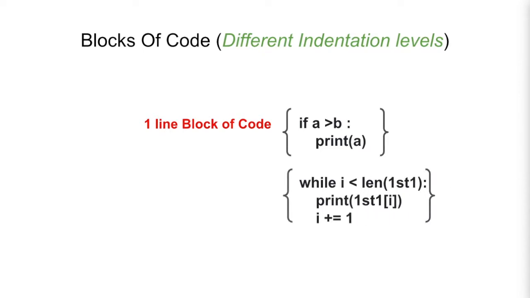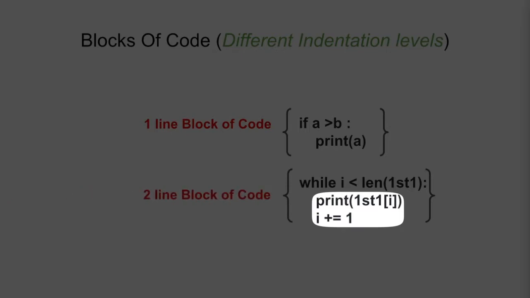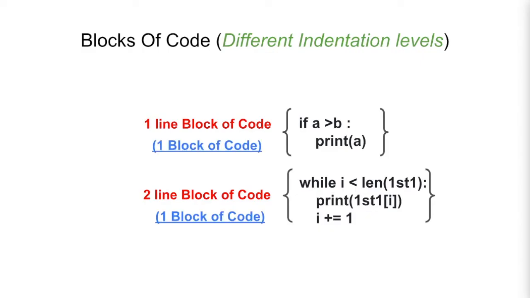Next, we see another compound statement that uses a while loop. It contains a colon at the end of the first line, which indicates the beginning of a block of code. Below we have 2 lines of code, which makes this a 2-line block of code. Note, each of these examples are considered to be one block of code.